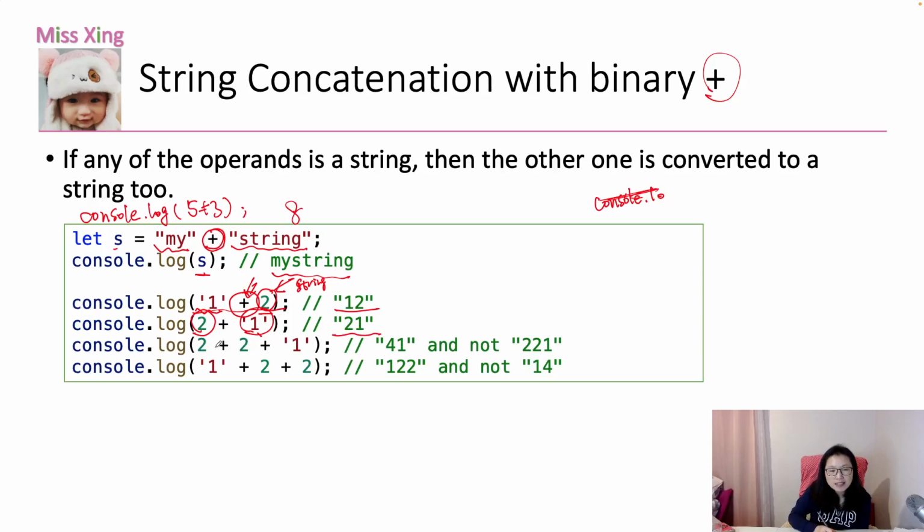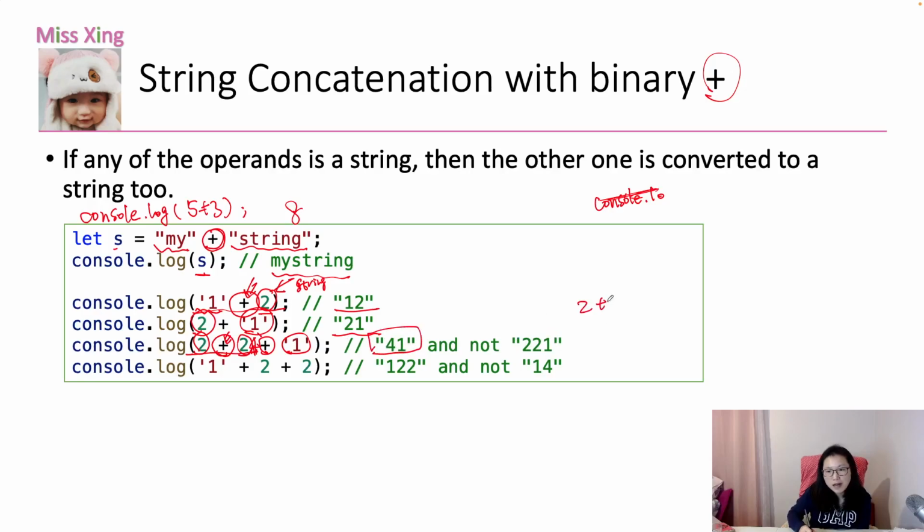And in this case, for the binary operator plus, on the left side is a number and on the right side is a number. So both sides are numbers, and we will do the sum. It's going to get 4. Once we get 4, on the left side 4 is a number, and on the right side is a string. So 4 will be converted into a string, and then plus 1 does a string concatenation. So you will get 41 instead of 221.